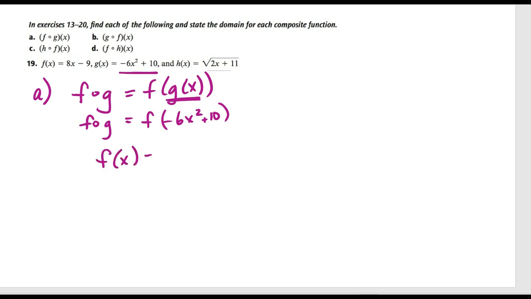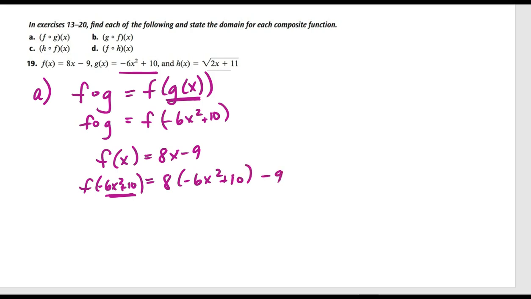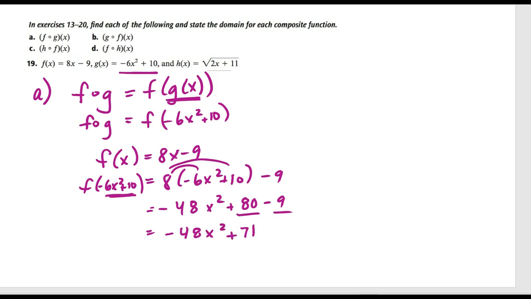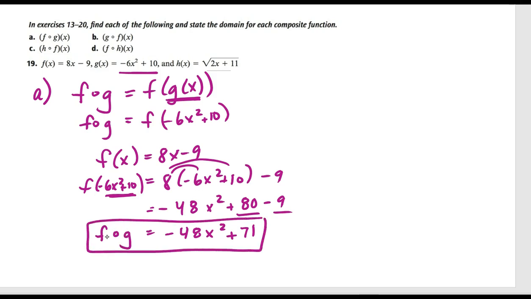Well, f of x was 8x minus 9. But now I want f at negative 6x squared plus 10. So wherever there was an x, I'm going to replace it with negative 6x squared plus 10. And I'm going to just simplify this by distributing it. And I can look for like terms, and I'll get negative 48x squared plus 71. So this is our composite function.